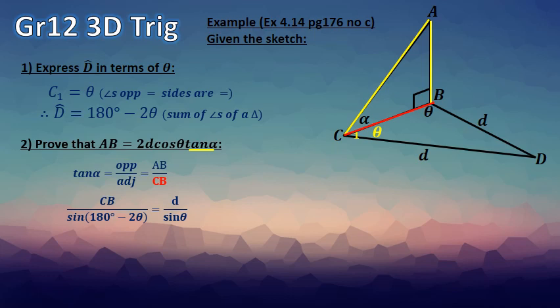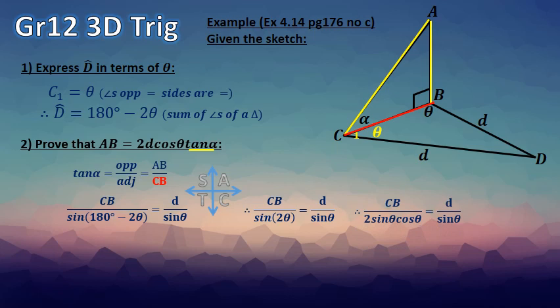Now have a look at sine of 180 degrees minus 2 theta. Remember the CAST diagram? Is that not just the same as saying sine of 2 theta, because 180 minus is quadrant 2, which belongs to sine? So in my next line, I can actually just replace sine of 180 minus 2 theta with sine of 2 theta. Hey, hey, hey! I hope you are feeling as excited as I am about the fact that sine 2 theta is the double angle identity, so we can replace that with 2 sine theta cos theta.